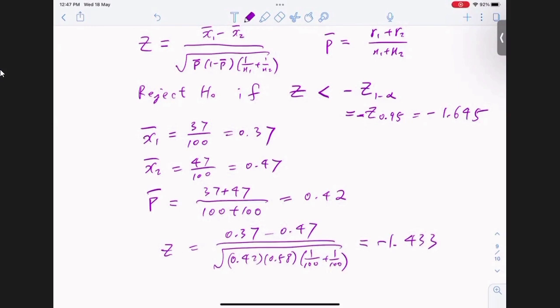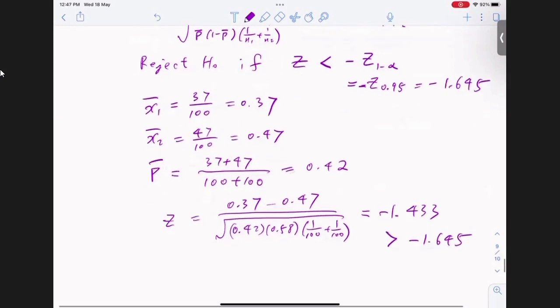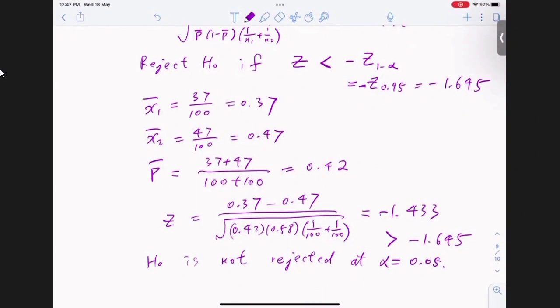And we compare this with the critical value, and we find that this is actually larger than this. So it didn't fall into the rejection region. This is the rejection region, smaller than this. And this quantity is greater than the critical value, so it didn't fall into the rejection region. So we don't reject the null hypothesis. The data did not provide enough evidence to claim that P1 is smaller than P2, or on the other side, that P2 is greater than P1. This didn't get support from the data.